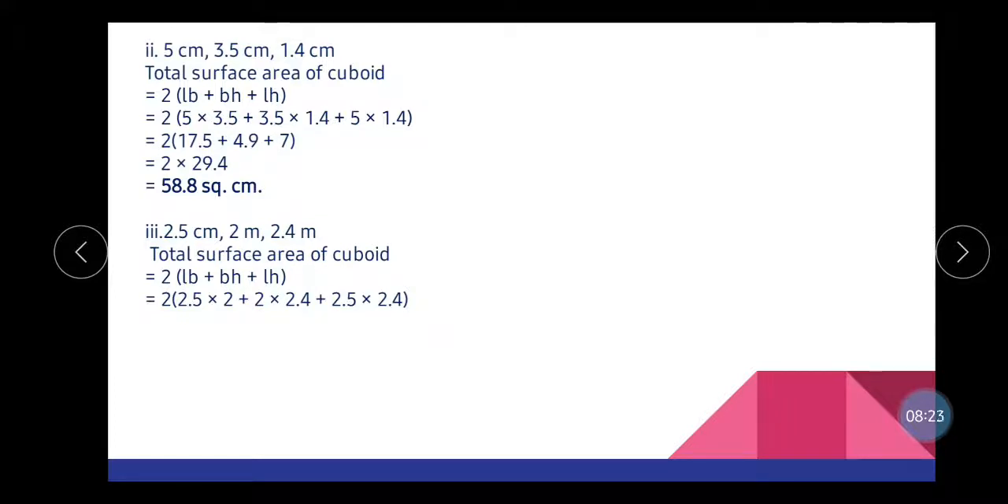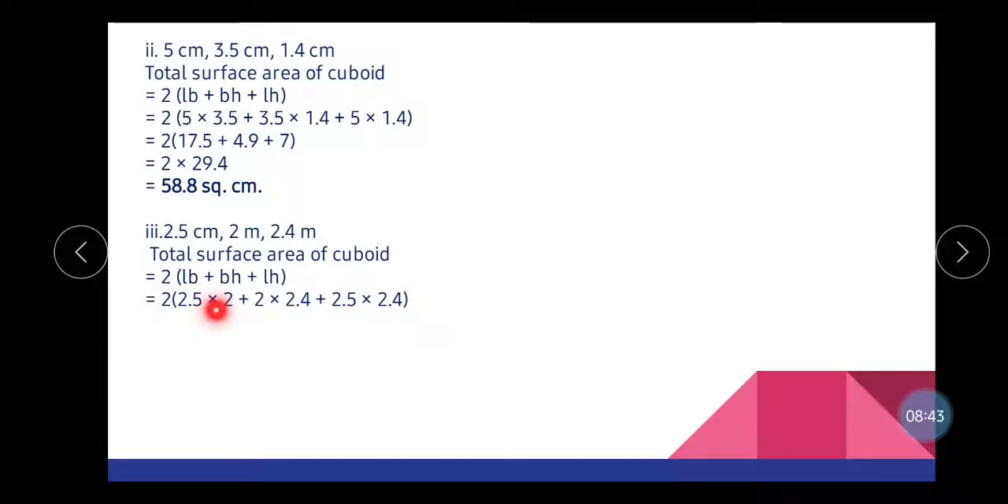Actually, there is a printing error over here. So we just need to consider everything in meter. Kindly make a note: everything we need to convert into meter. There is a printing mistake in your textbook. So we will be substituting our formula.